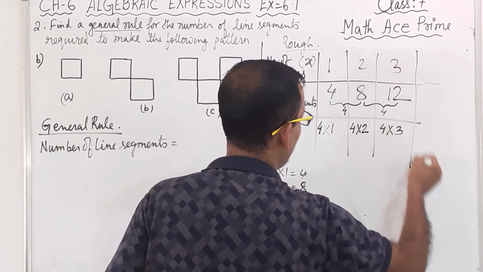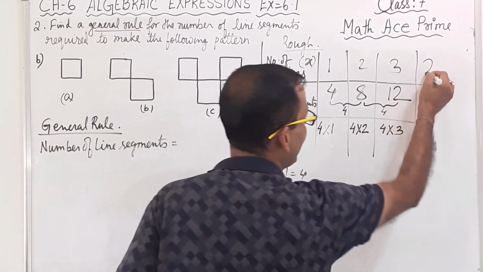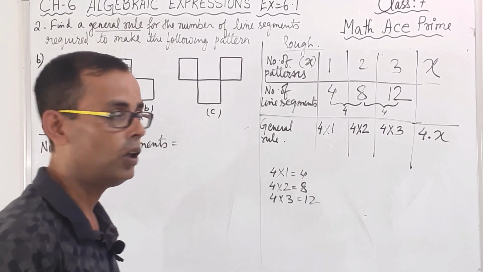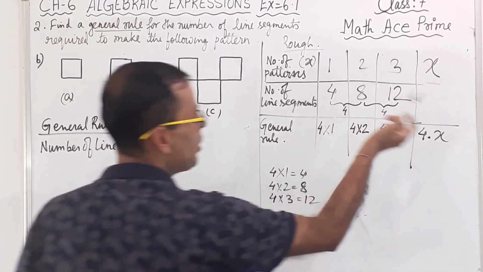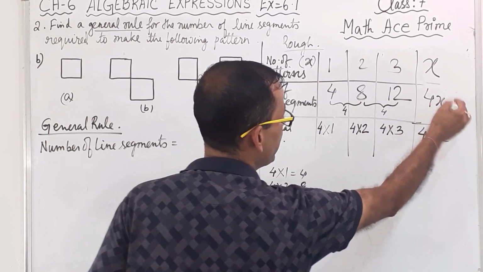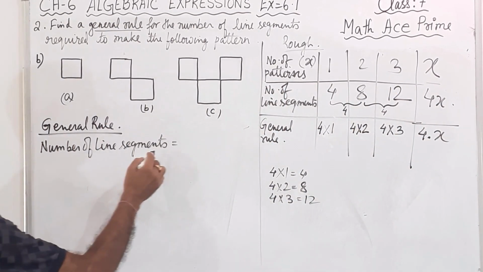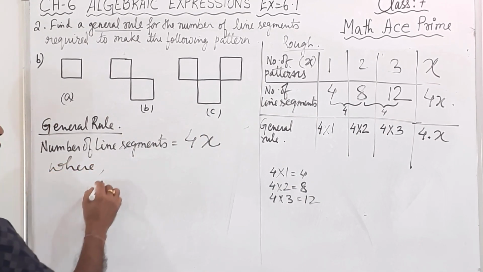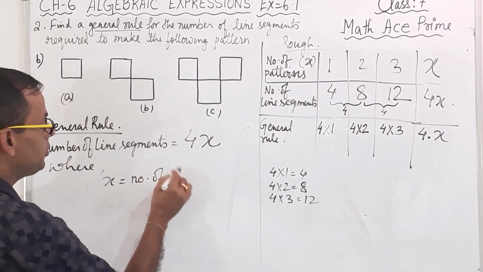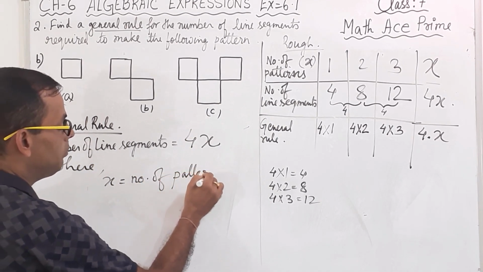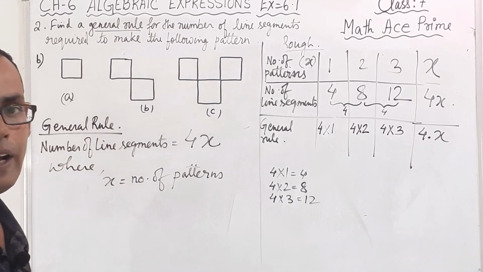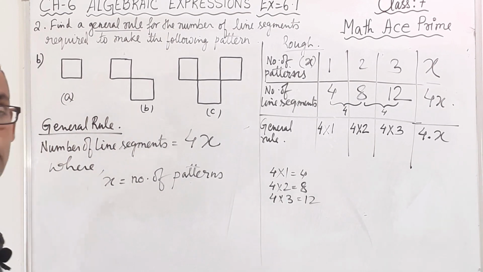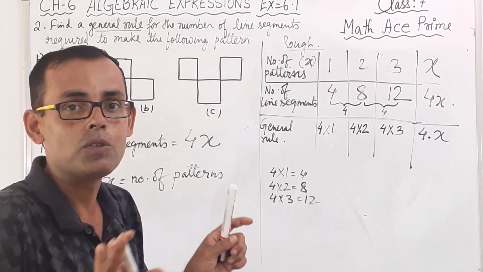Now see here. If I have taken the number of patterns as x, then this will be 4 into x. Clear, no? 4 into x, because the number of patterns is x. So here this one will be 4x. So the number of line segments, what will be the formula? 4x, where x is equal to the number of patterns. I have written it in short form; you can write it in full form also. So I hope for question number 2, by now all your doubts are clear.